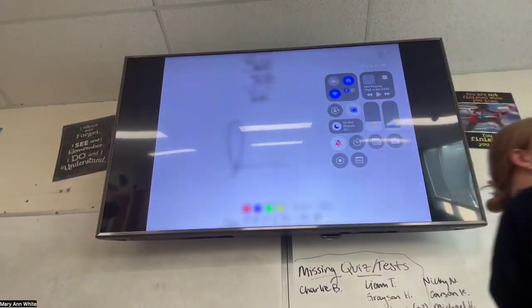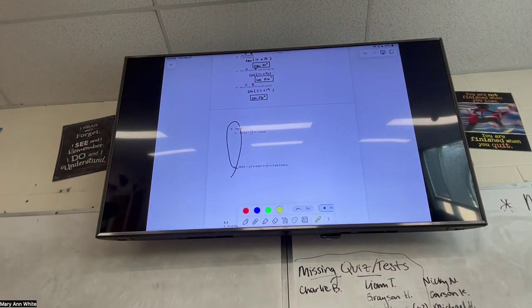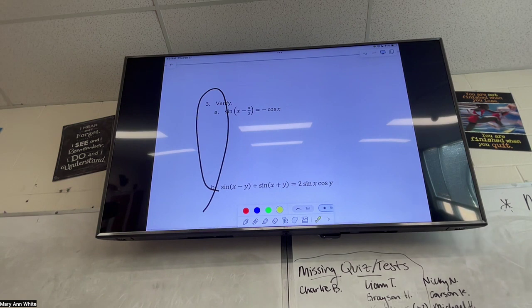Okay, so we got to finish 5.3 and then we got to do a tiny bit of 5.4. You guys have your reference sheets with you. I don't know if I have one on my desk.